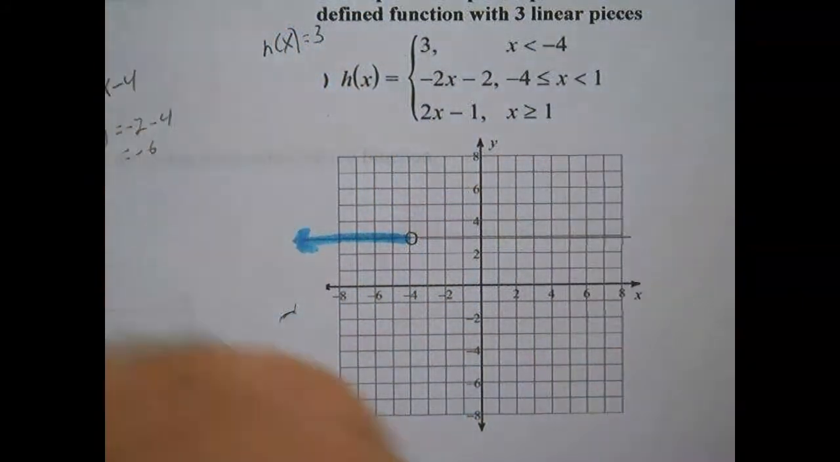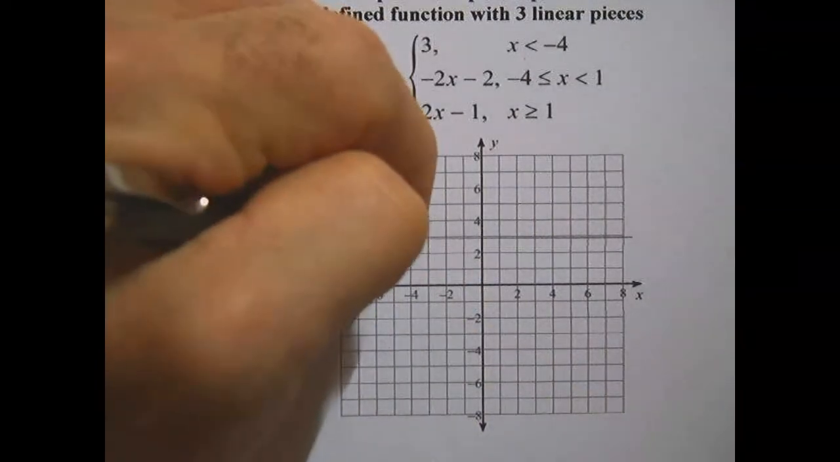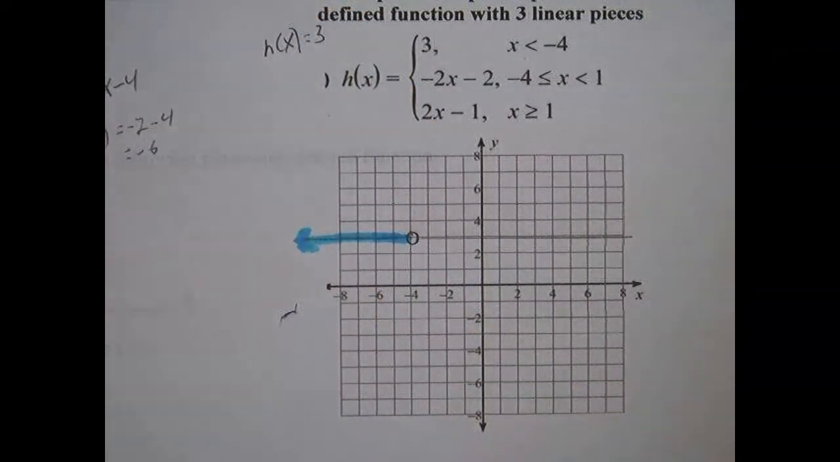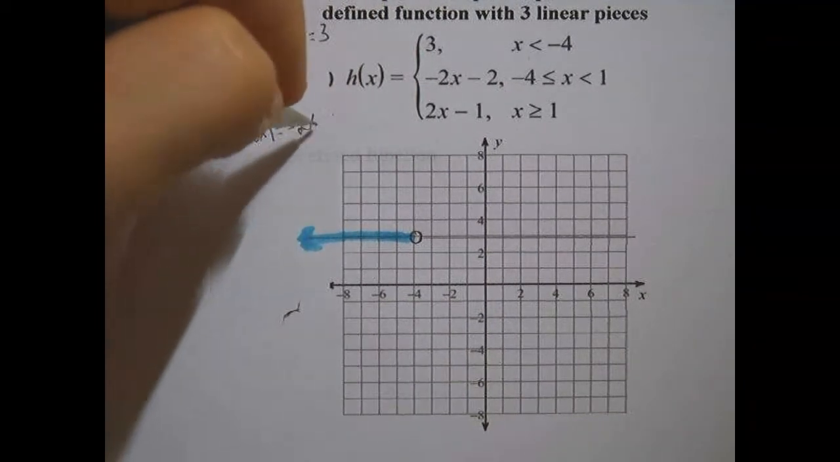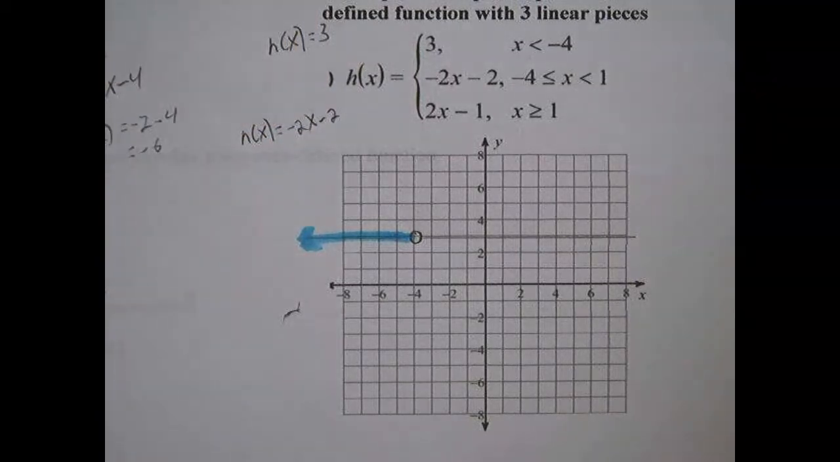And I'm not going to bother erasing the rest of that. I'm just going to keep what's graphed here. Okay, so there's the clear hole and the rest. All right, let's look at the next piece. So the next piece is h of x is -2x minus 2. I'm going to graph this and come back to you.